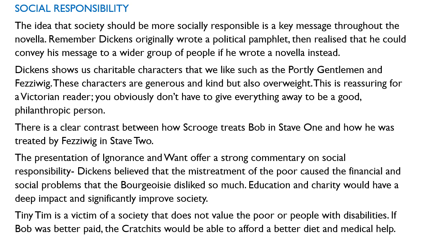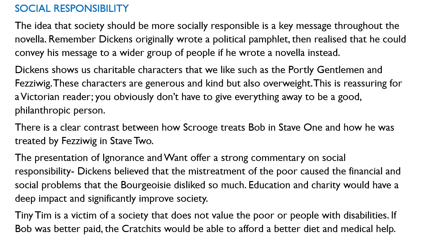Dickens shows us charitable characters who we're supposed to like, the portly gentleman and Fezziwig. They're generous and kind, but also overweight and reassuring to us. You don't have to give everything away. You don't have to make yourself poor to be kind and philanthropic. There's a contrast between how Scrooge treats Bob in Stave 1 and how he was treated by Fezziwig in Stave 2. And we can see one as an example of how we should behave and one obviously as an example of how we shouldn't. When we see Want and Ignorance, we see strong commentary on social responsibility there.